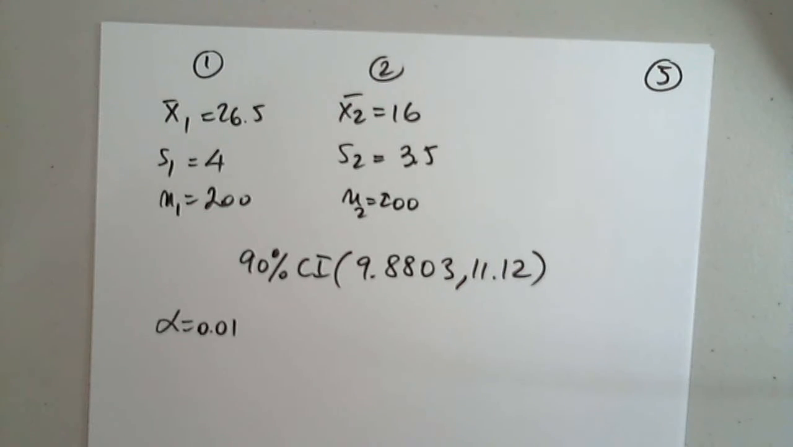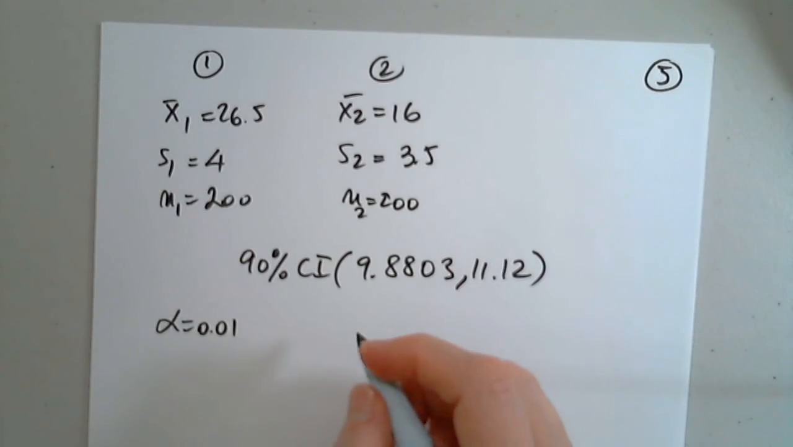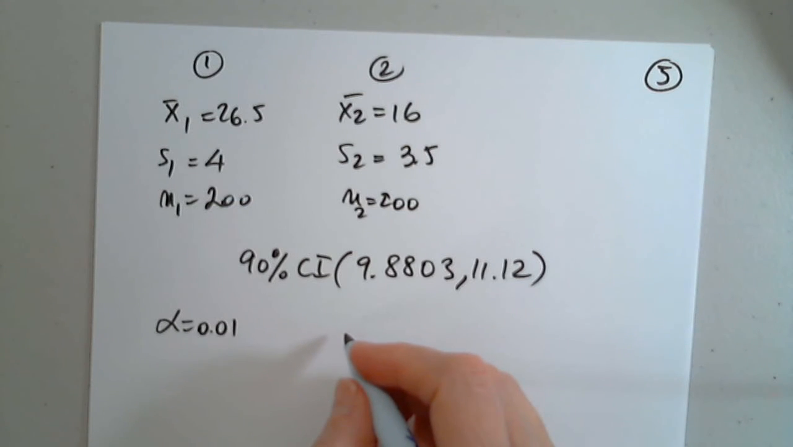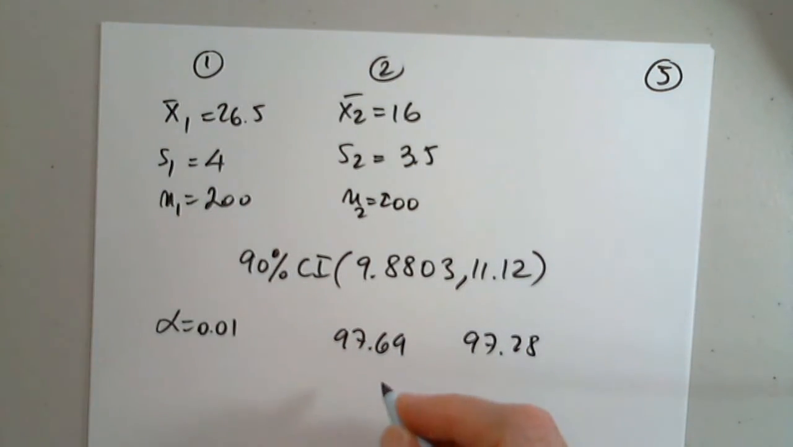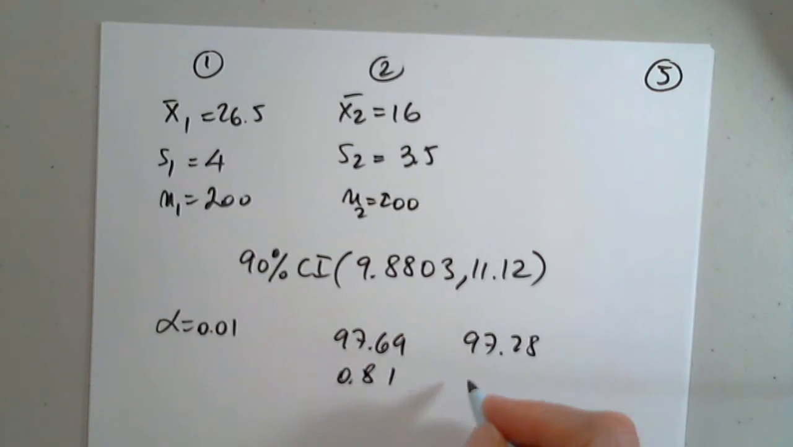Oh, there is no StatCrunch button. Okay, fine. So then I have to copy those. So 97.69, 97.28, 0.81, 0.72, and 11 and 59. Okay, perfect.